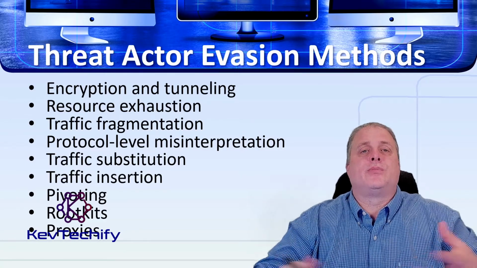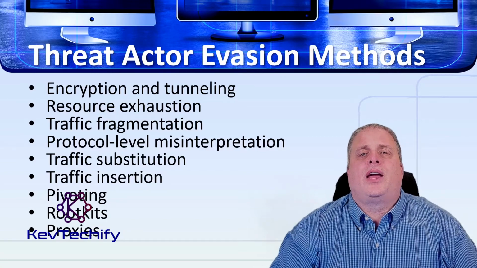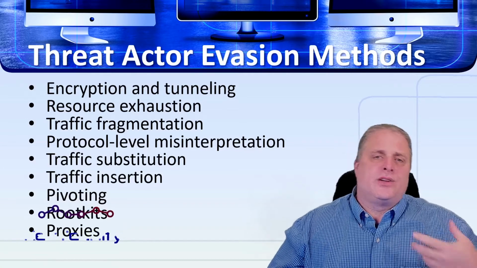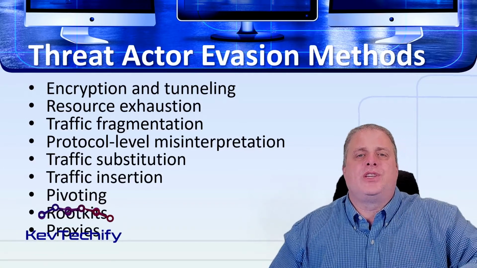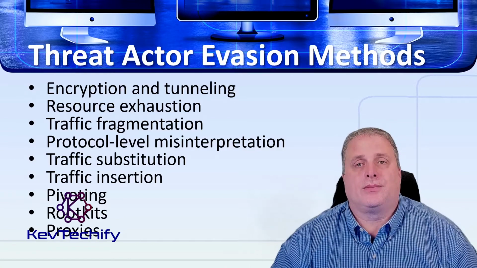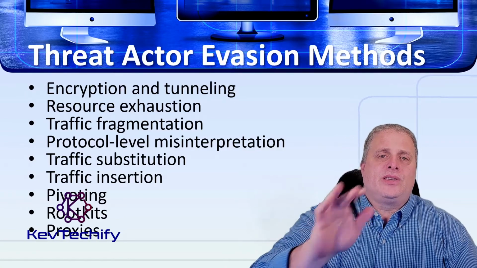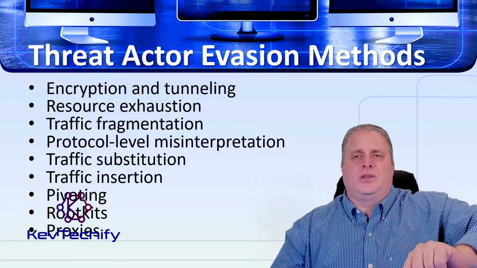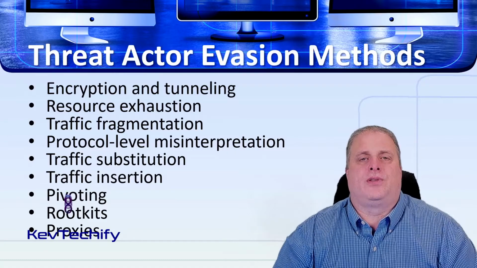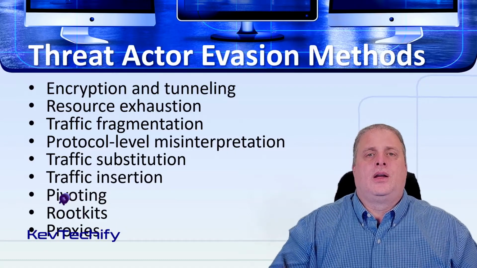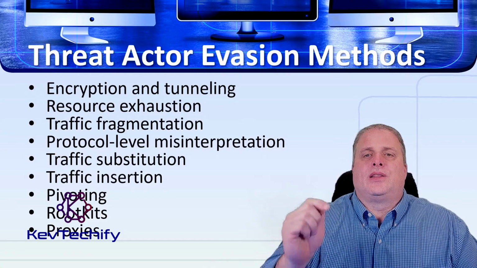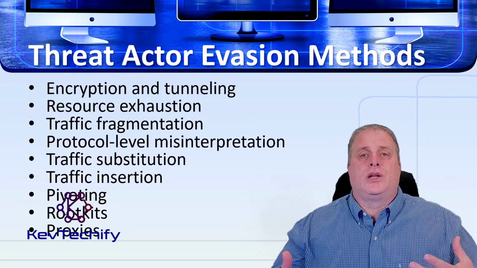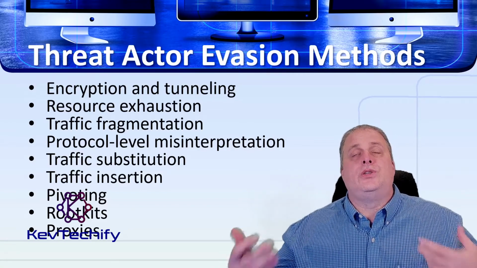Traffic insertion is similar to traffic substitution, but the threat actor inserts extra bytes of data in a sequence of malicious data. The intrusion prevention system rules miss the malicious data, accepting the full sequence of data. Pivoting. Now, this evasion technique assumes that the threat actor has compromised an inside host and wants to expand their access further into the compromised network. An example here is the threat actor who has gained access to the administrator password on a compromised host and is attempting to log into another host using the same credentials.